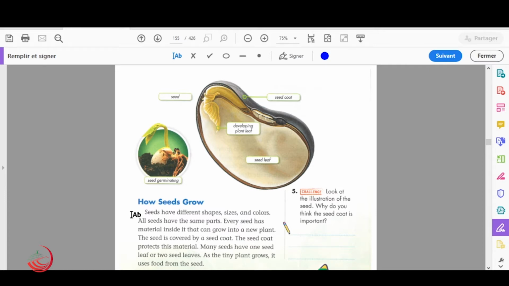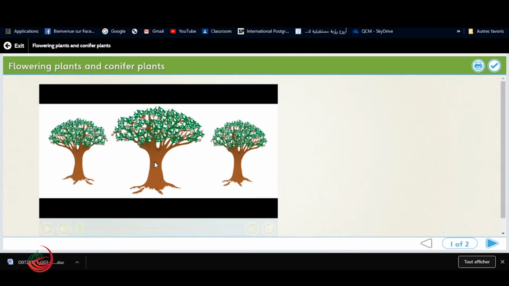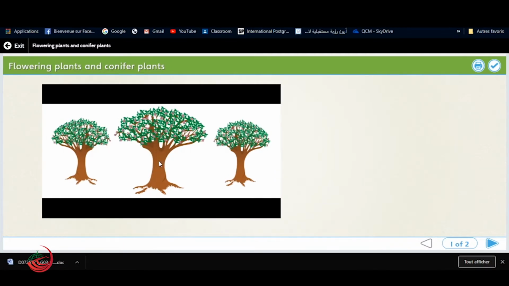So before we jump start, let's make a quick review of what we did in yesterday's lesson. And for this, I'm going to show you a video of reproduction and pollination. Okay, so pay attention to the video.